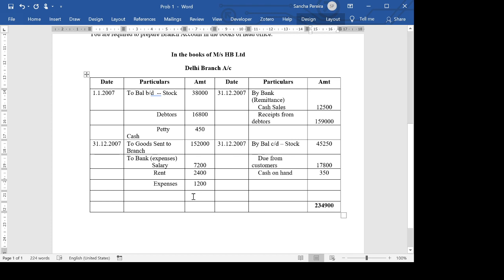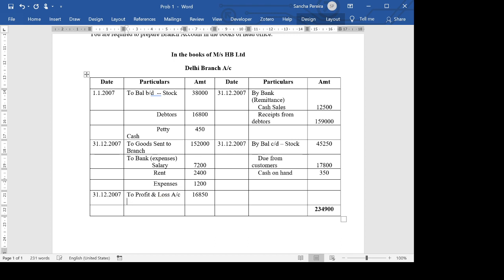Okay. So we have a profit of 16,850. So I'm going to put it as on 31st December 2007 to profit and loss account. Basically, this is the balancing figure. And how do I know it's a profit? If I transfer this to the profit and loss account, it will have to come on the credit side. So the total here is 2,34,900.